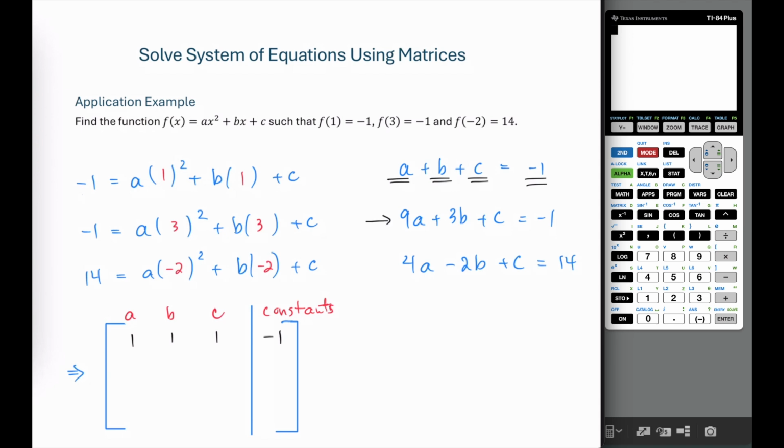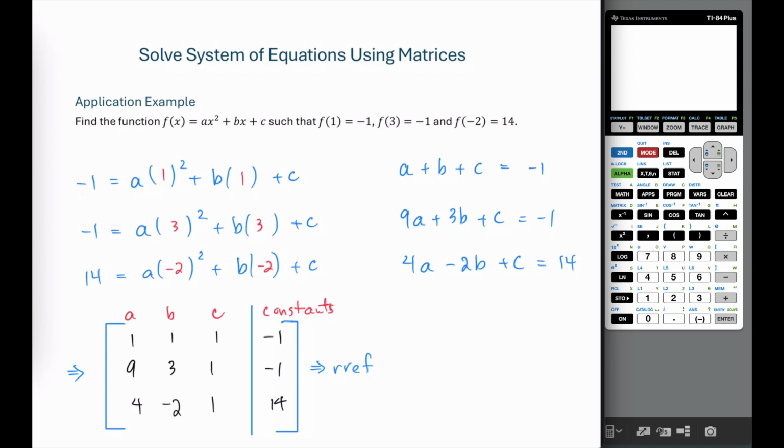To put our second row in, 9 is the coefficient on a, 3 is the coefficient on b, 1 is the coefficient on c, and -1 is the constant to the right of the equal sign. For the third row, 4 is the coefficient on a, -2 is the coefficient on b, and +1 is the coefficient on c, with 14 being the constant to the right of the equal sign.